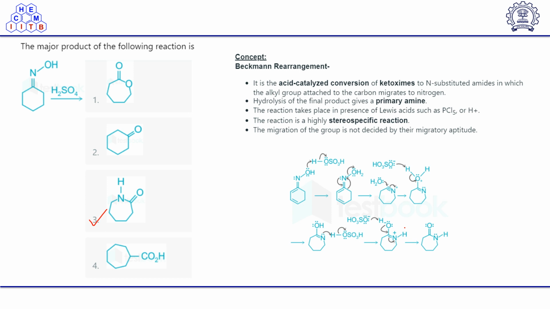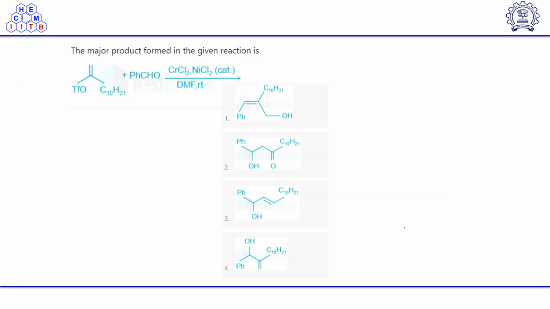So this is Beckmann rearrangement, acid catalyzed conversion of ketoxime to N-substituted amides. I hope it is clear. We will move to the next question. The major product formed in the following reaction.